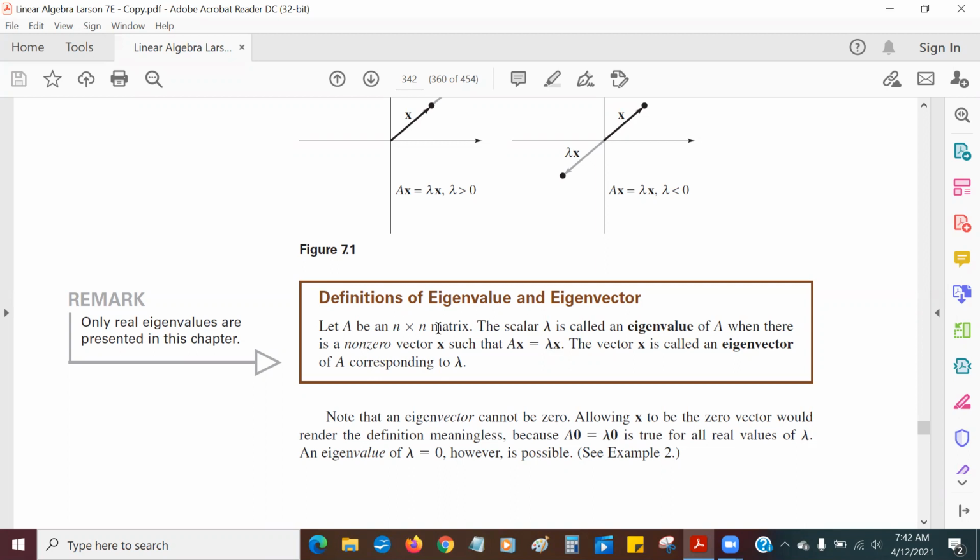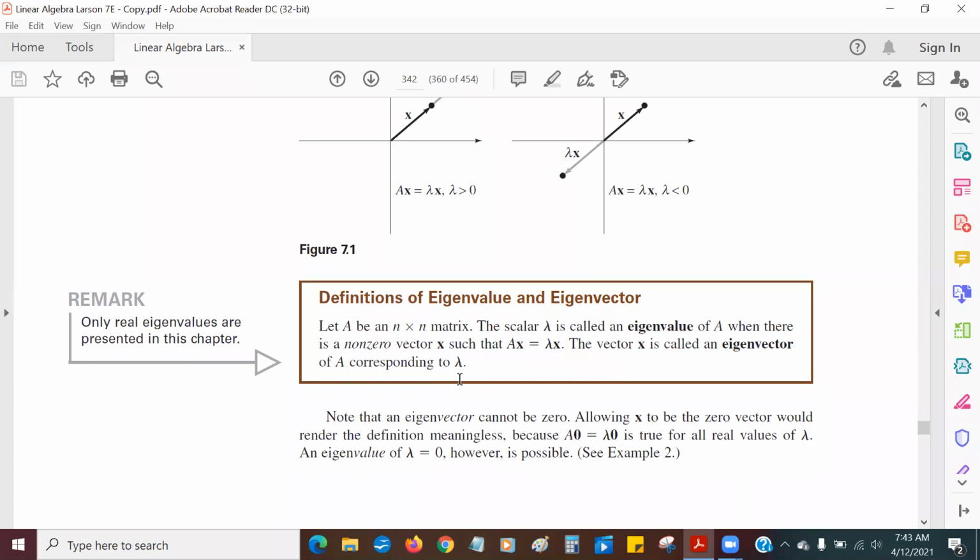That's what's given. Now, the scalar lambda is called an eigenvalue of A when there is a non-zero vector x, has to be non-zero, such that Ax equals lambda x, meaning the matrix A times the vector x produces a new vector, which is in the same direction or parallel, if you will, to the original vector. That vector x is called an eigenvector of A corresponding to lambda.